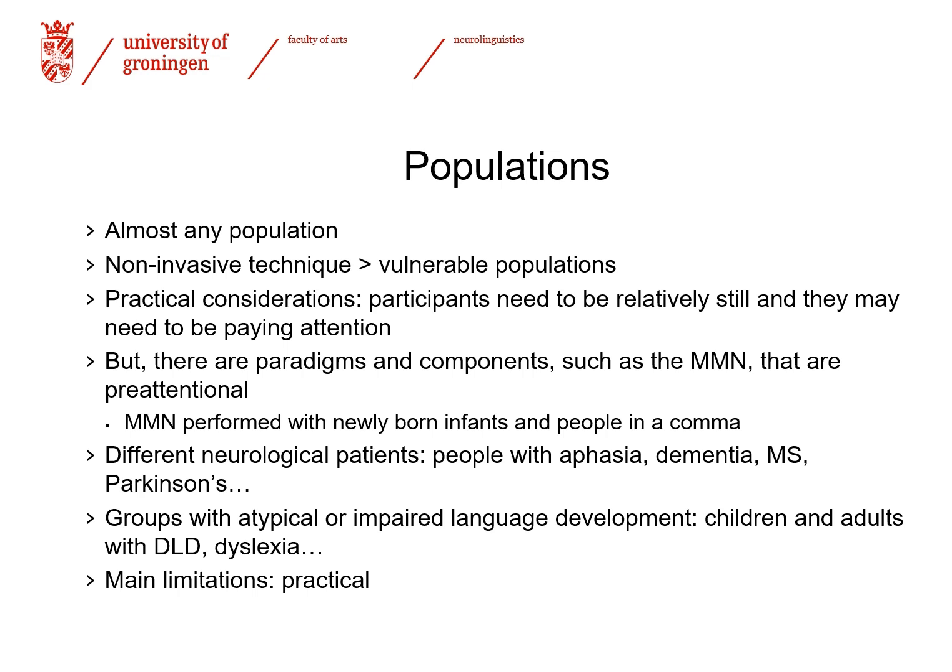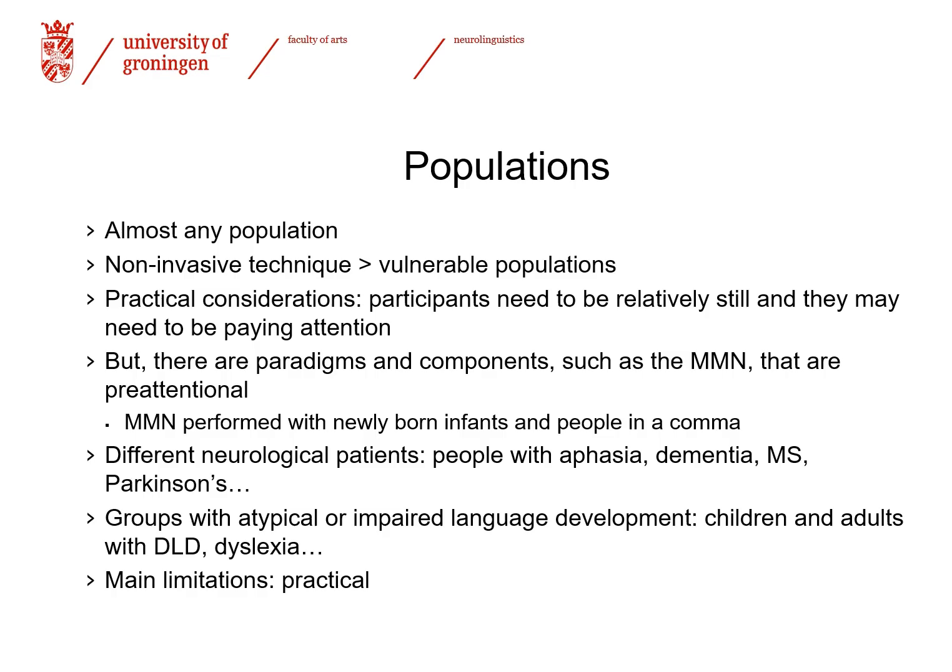Still, there are paradigms and components that are pre-attentional, meaning that our participants don't need to be paying overt attention to something. This allowed us to carry out research with, as I mentioned, newly born babies and even with people in a coma. If you're interested in this, you can just look it up. It's very easy to find. We can also test different neurological patients, so people with aphasia, dementia, multiple sclerosis, even Parkinson's disease, if their tremors are under control or if there are too many movement artifacts.